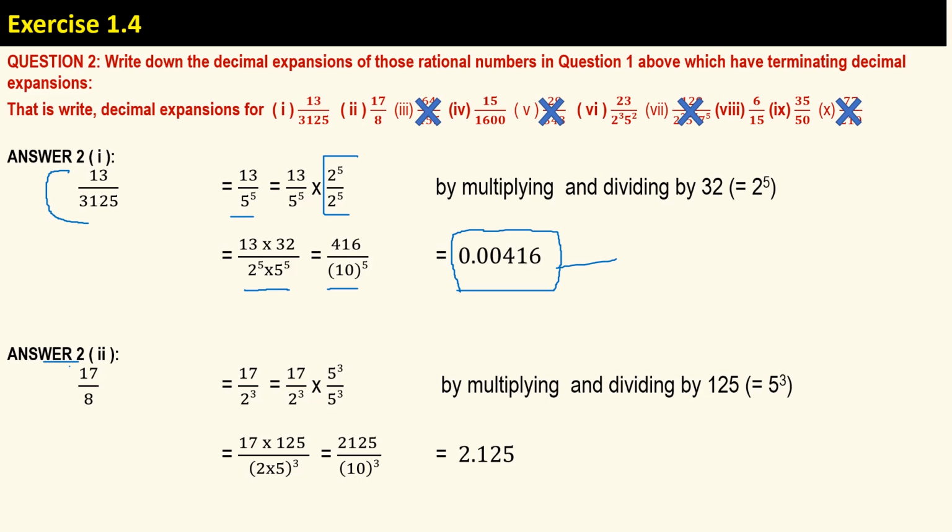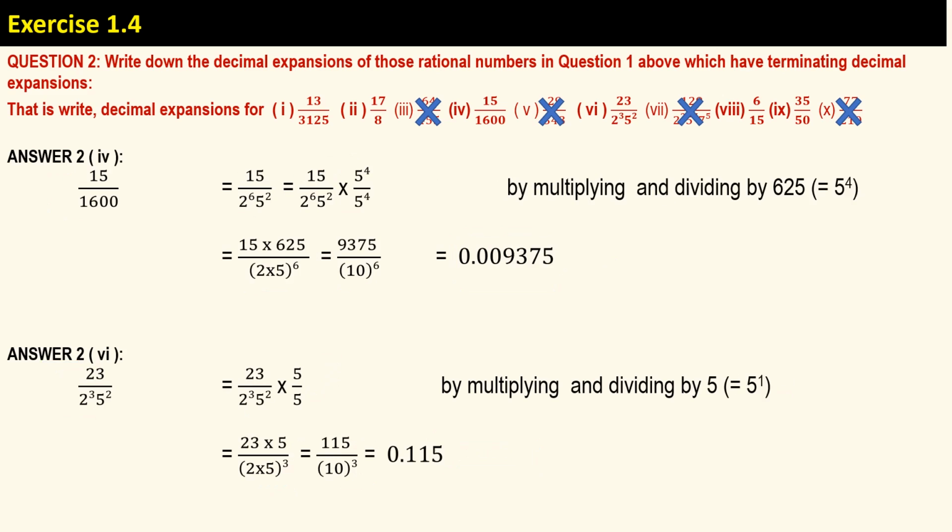For part 2, the given number is 17 divided by 8, and this number can be written as 17 divided by 2 raised to power 3. We multiply and divide this number by 5 raised to power 3, and we get 17 multiplied by 125 divided by 2 multiplied by 5 whole raised to power 3, and that is equal to 2125 divided by 1000, which is equal to 2.125, and that is the required decimal expansion that we are looking for.